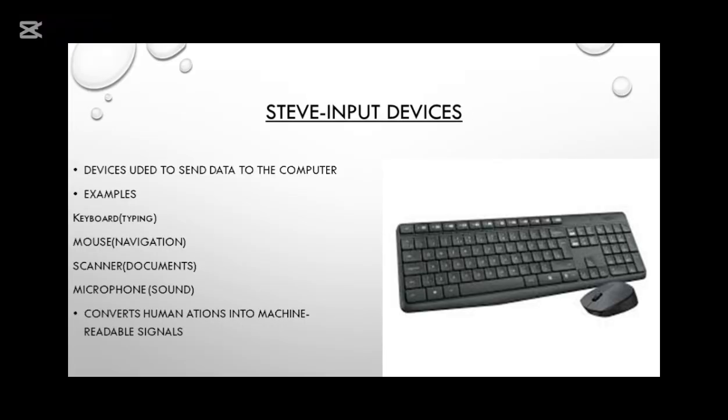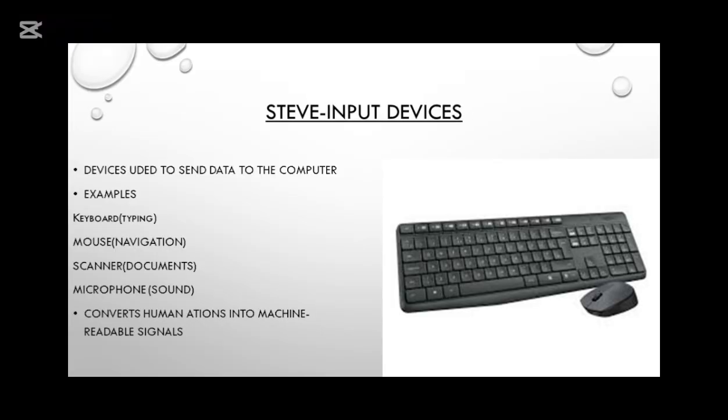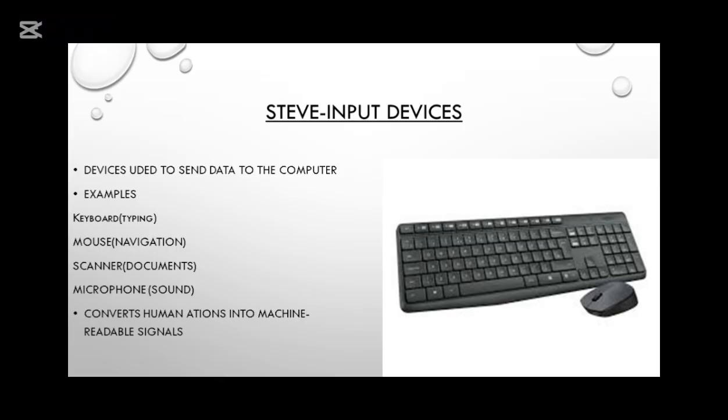I'll be talking about input devices. Input devices are the tools we use to send information into the computer. Some common input devices are the keyboard for typing letters and numbers, mouse for moving the cursor and clicking, scanner for turning papers into paper files, microphone for voice input. These devices take human actions and convert them into signals that a computer can understand. Input is the first step in the computer's work process.